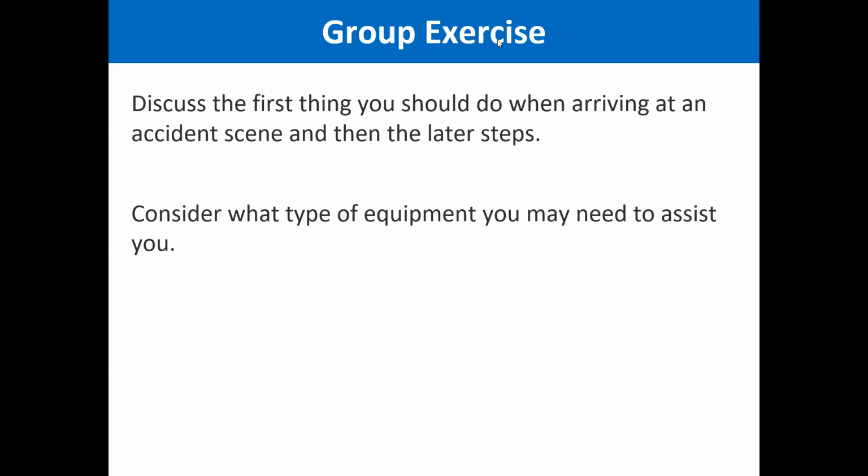Before the break, we just went through the various types of accidents and the reasons for investigating accidents. So basically, we have a small exercise which you need to do. We're going to now discuss responding to an accident. Discuss the first thing you should do when arriving at an accident scene and then the later steps. Consider what type of equipment you may need to assist you.